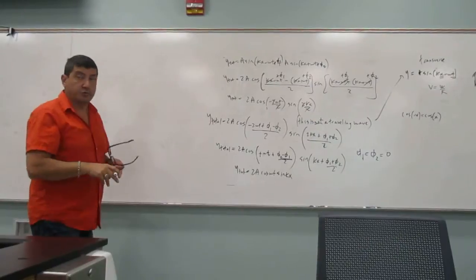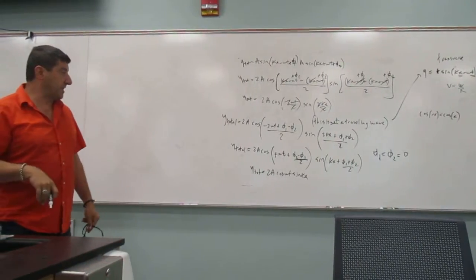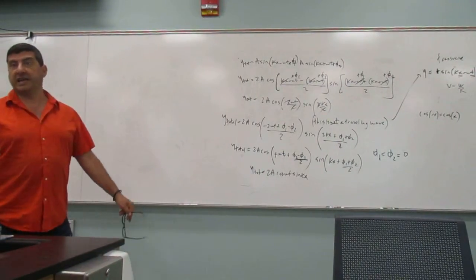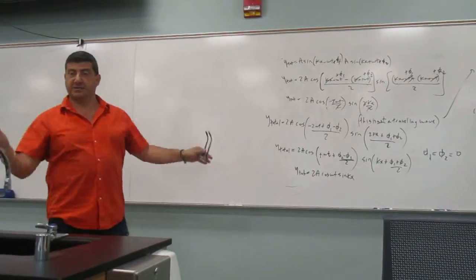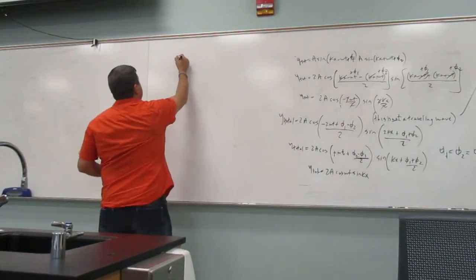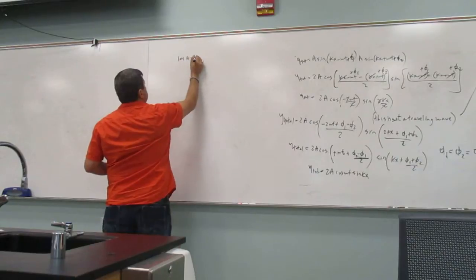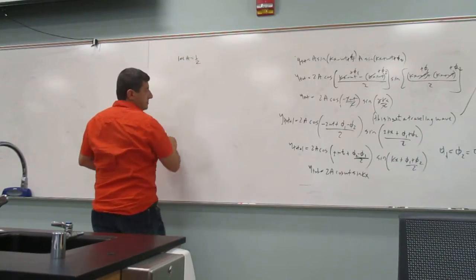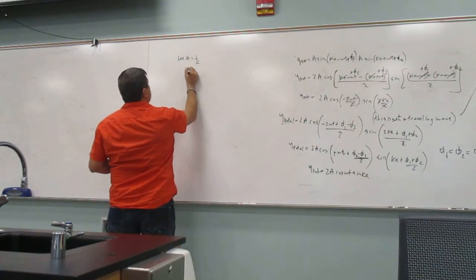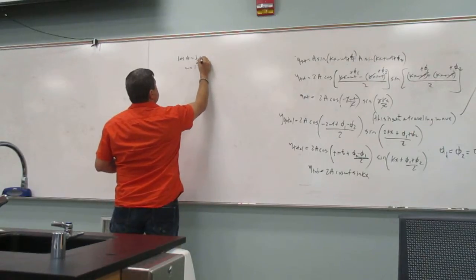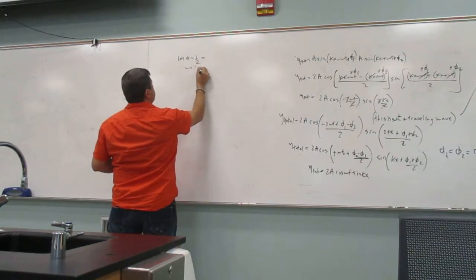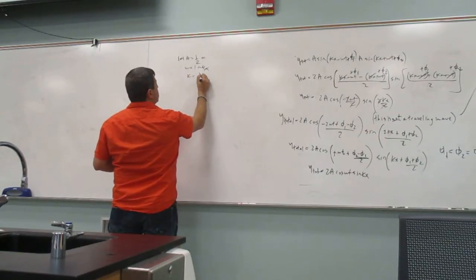So again, to make it even simpler, we can say let omega be 1 and k be 1, the simplest possible case you can have. Let a be half, so that would be half a meter, omega be 1 rad per second, and then k be what? 1 rad per meter.